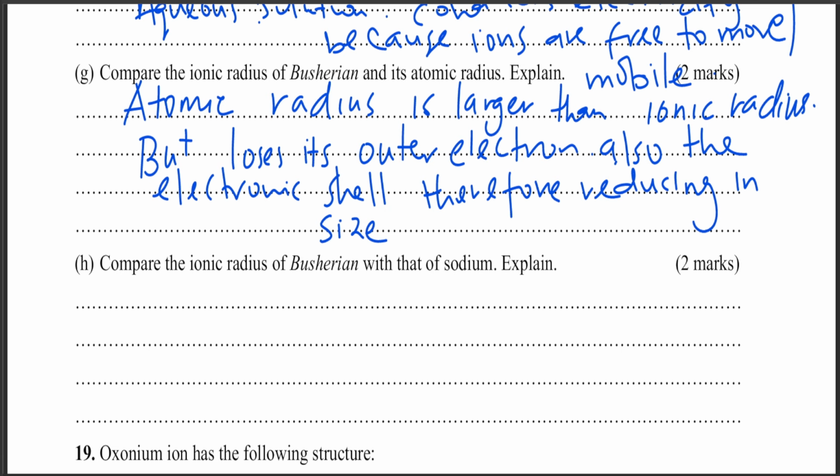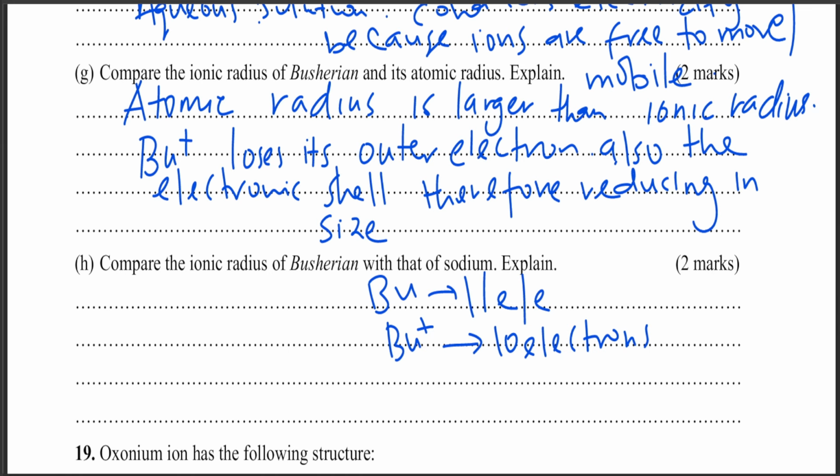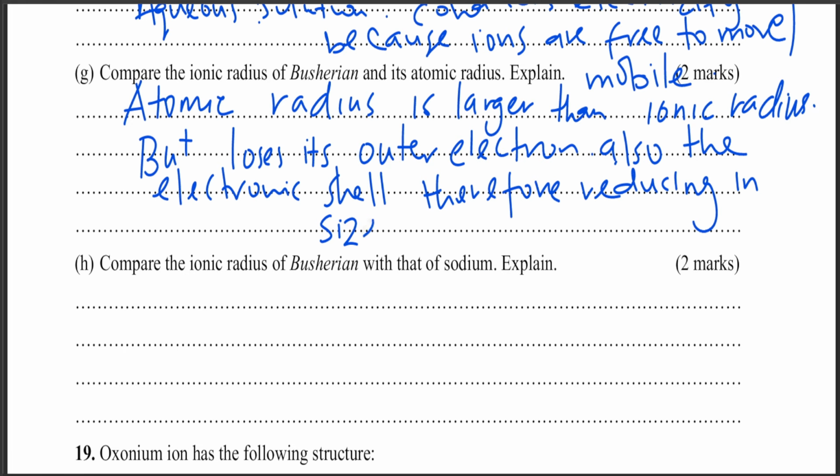The other answer may be that since it had 11 electrons when it was a Busherian atom, when it loses one it becomes Busherian plus. So it's going to have 10 electrons. So electrons are fewer, so the nucleus will tend to pull the electrons towards itself. When it starts pulling the electrons towards it, the size will also decrease. So the other reason may be that as well. Since the electrons have reduced, protons are many, so the outer electrons will be pulled towards the nucleus, with a stronger nuclear pull, and therefore reducing in size.